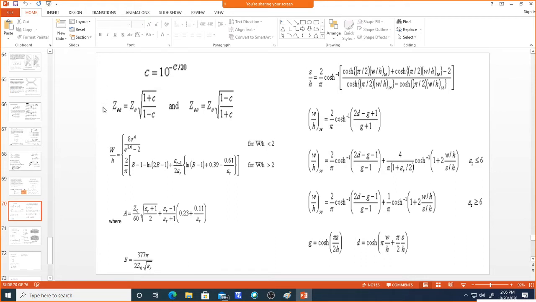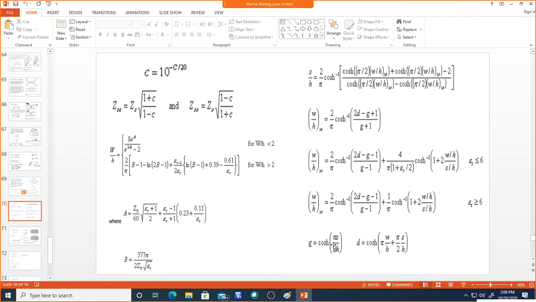Once you find the even and odd mode impedances, you have to find S by H and W by H for even mode and odd mode. These two are coupled equations, S by H and W by H. If you want to find S by H, you should be given the W by H value for even and odd mode. This is for a single section coupled line; multi-section is also possible.